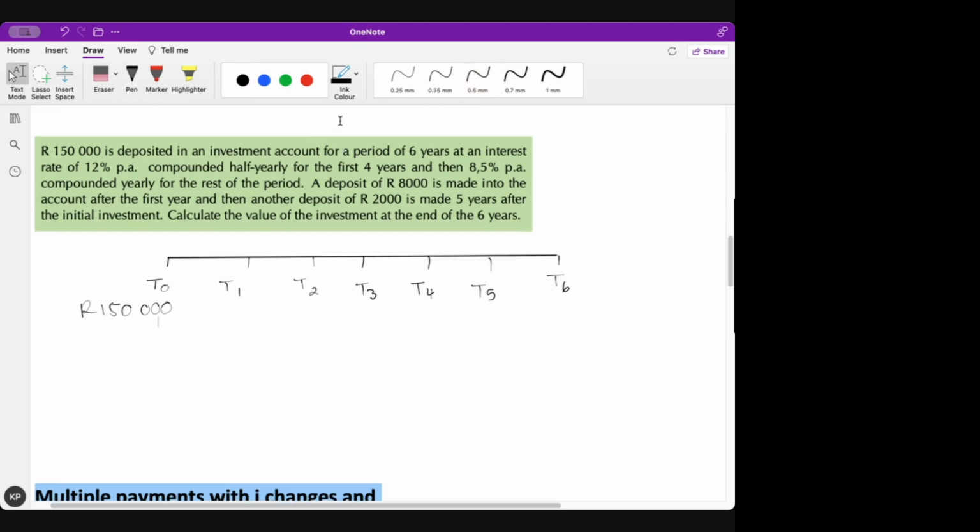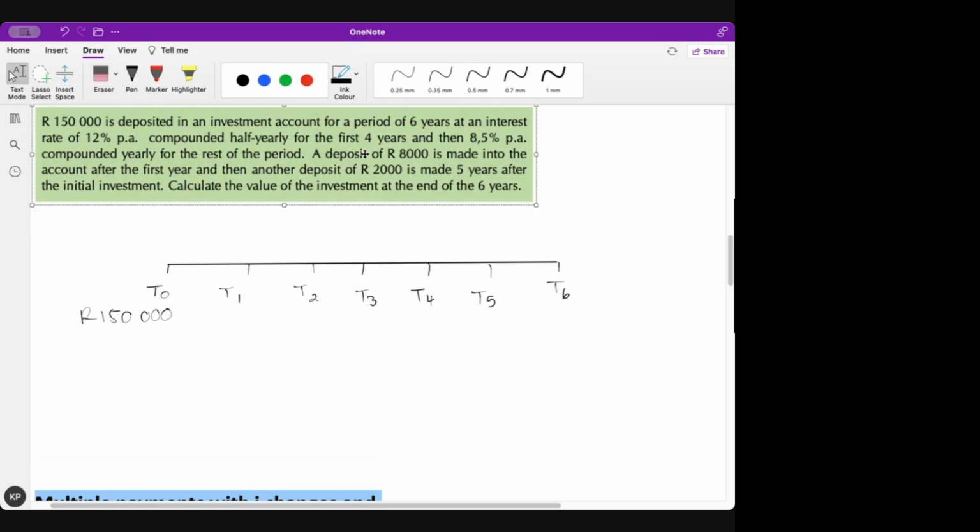At an interest rate of 12% per annum, which was compounded half yearly for the first 4 years. So I'm going to move this up to make space for us. So for the first 4 years, from the beginning until the end of the 4th year, this was 12%, 0.12, and this was compounded half yearly, so twice a year. And then 8.5% per annum compounded yearly for the rest of the period.